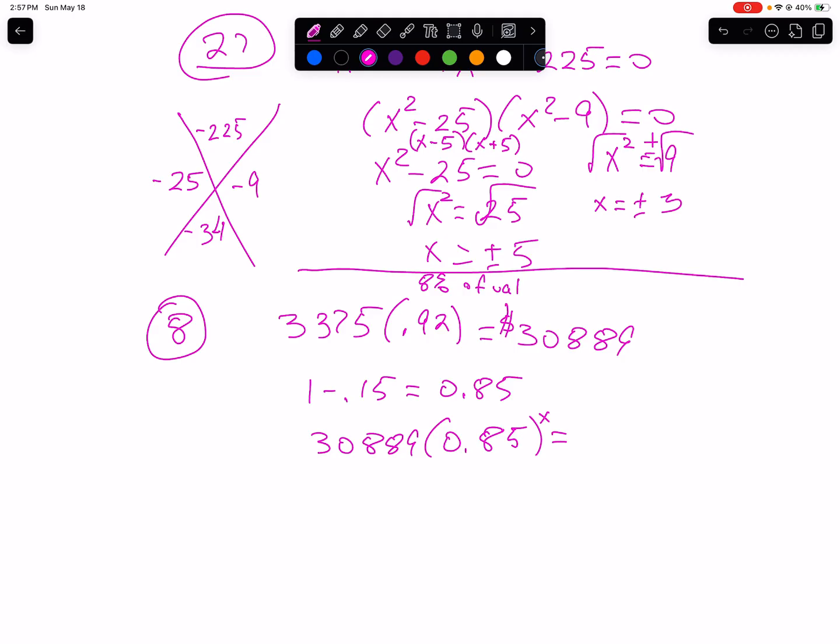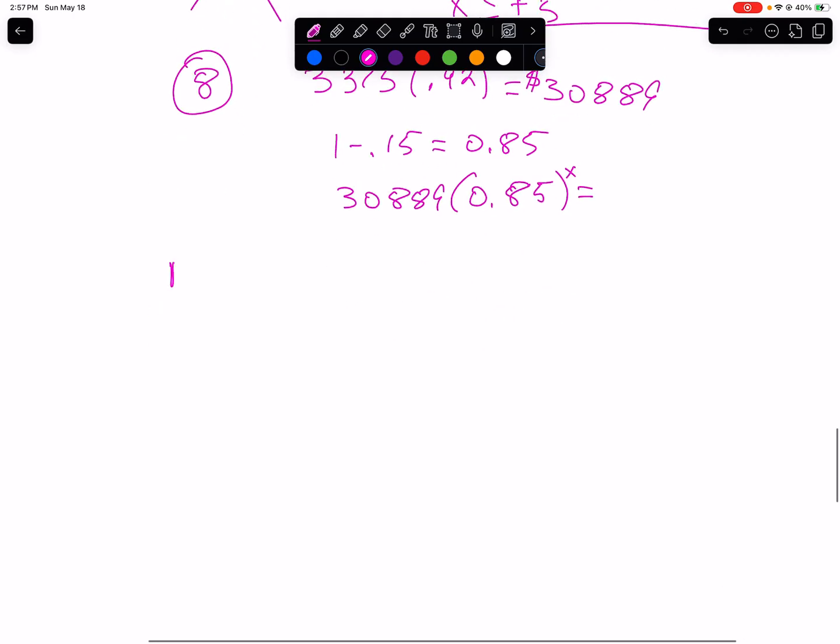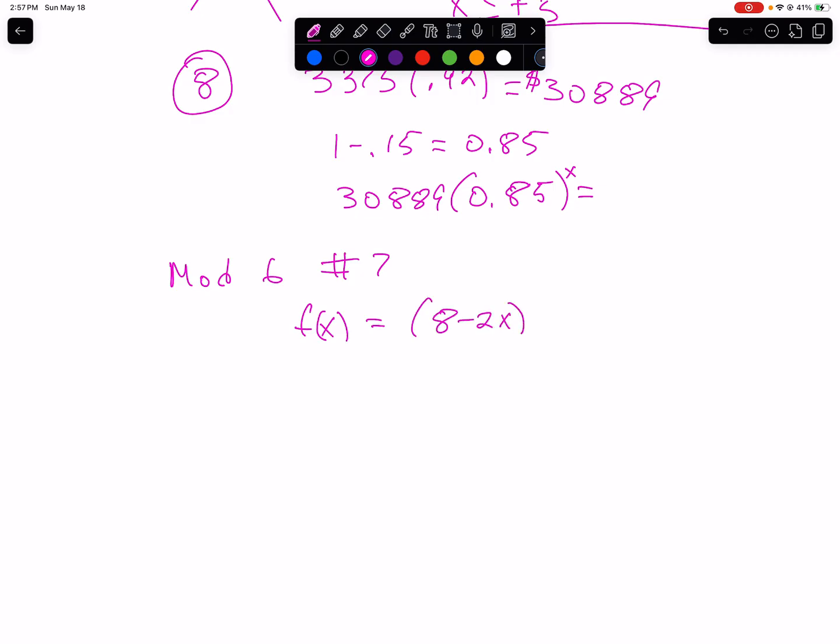Can you show that? Mod 6, number 7. So we have f of x equals 8 minus 2x, in parentheses, squared. So this is really y, right? So we're going to switch x and y. All right, x equals 8 minus 2y, squared. And we have to solve for y.